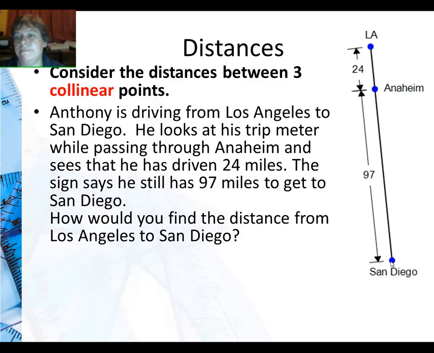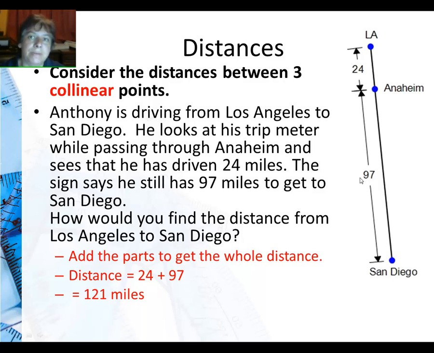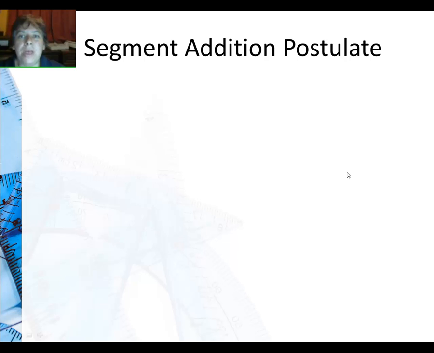Think about it. Well, I'm hoping that you would add these two parts to get the whole distance. So you would say 24 plus 97, which is 121 miles. Now, the segment addition postulate comes from that basic idea. If I have a segment AC, and here are the two pieces, A, B and C, they have to add up to the whole.